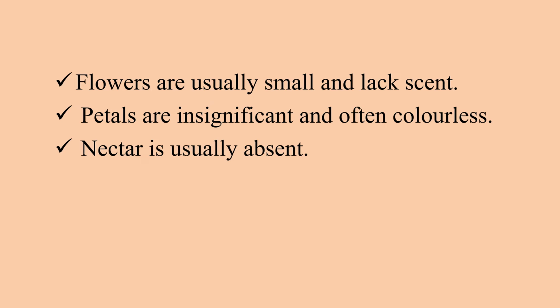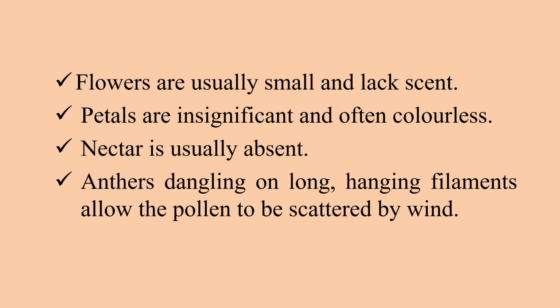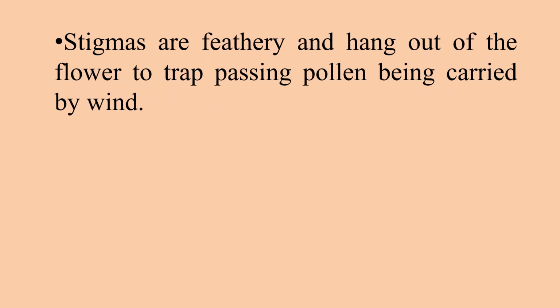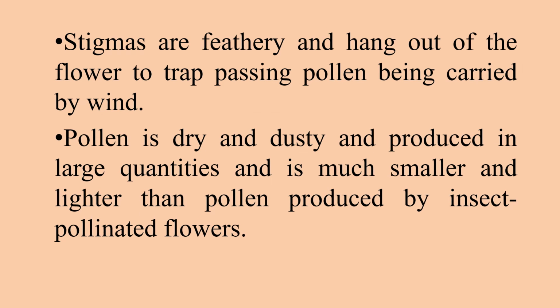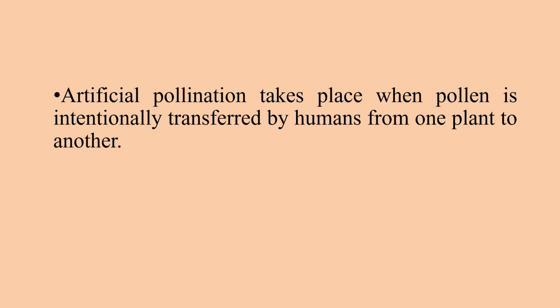Nectar is usually absent. Anthers dangling on long, hanging filaments allow the pollen to be scattered by wind. Stigmas are feathery and hang out of the flower to trap passing pollen being carried by wind. Pollen is dry and dusty and produced in large quantities and is much smaller and lighter than pollen produced by insect-pollinated flowers. Artificial pollination takes place when pollen is intentionally transferred by humans from one plant to another.